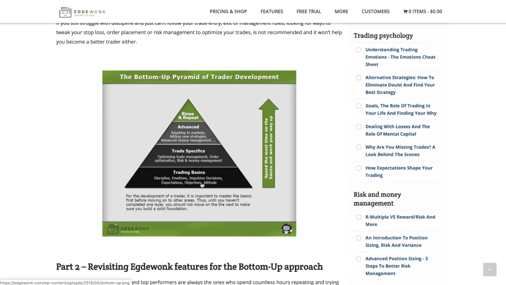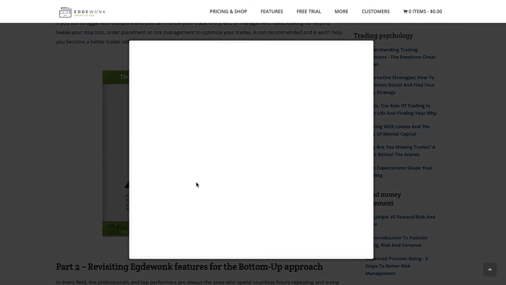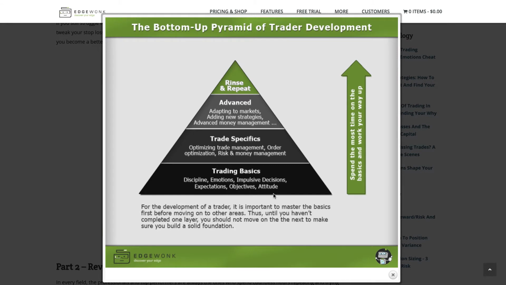You need to really look at the basics, which are discipline, emotions, impulsive decisions, expectations, objectives, and your attitude overall. And only after that, only if you have really mastered those areas, the very basics, you can move on to trade management, order optimization, risk and money management, and then even going further. But you need to really build your trading on a solid foundation. If you don't have a foundation, everything else that you build on top will not work.